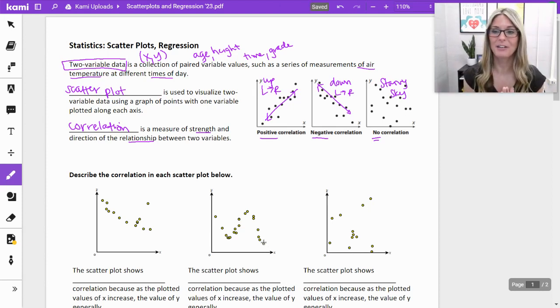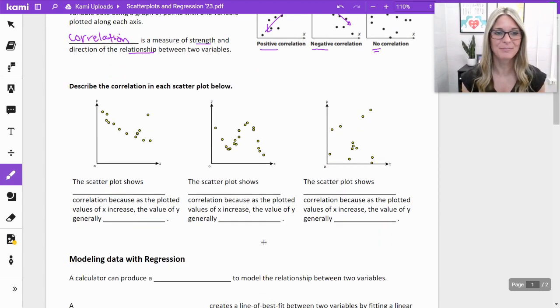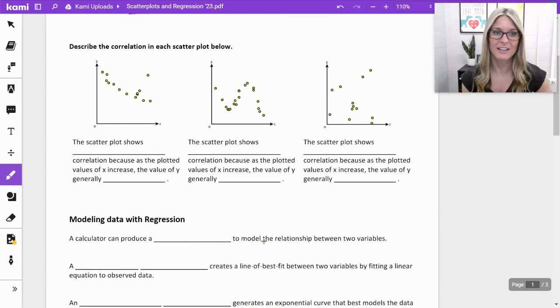So hopefully that's a little bit of a review from 8th grade math. You talk about scatter plots. You also talk about scatter plots in Algebra 1. So we're going to take it a step further, of course, for Algebra 2. Scrolling down, describe the correlation. Remember, that's like the direction and the strength in each scatter plot below.